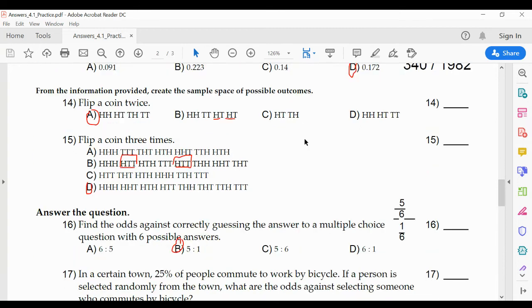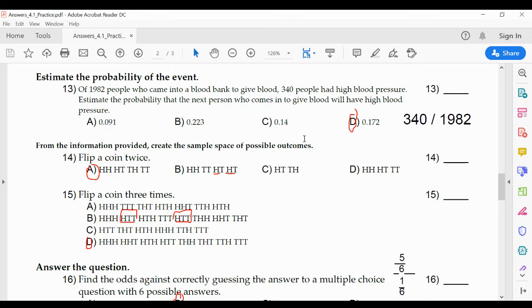You flip a coin twice. Well, there's two outcomes for the first flip and two outcomes for the second flip. 2 times 2, my sample space is going to be 4. So if the sample space consists of 4 items, the answer can't very well be C and it can't be D. D has only 3 in the sample space. C has 2. All right, and the reason it's letter A, not letter B.